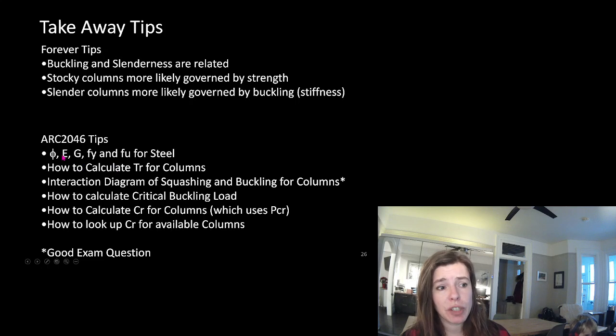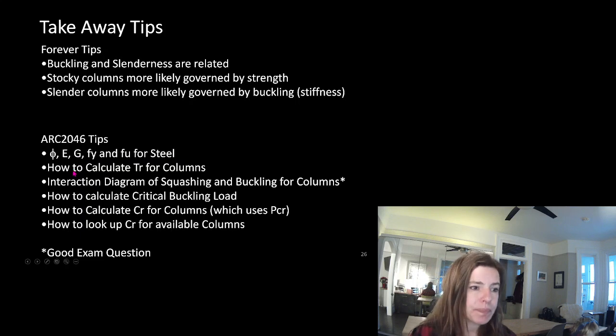Okay, you should know the reduction factor, E, G, Fy, and Fu for steel. I will almost always give you all of these, and G I told you I will always give you, so don't stress about that too much. You should know how to calculate TR. You should know the interaction diagram of squashing and buckling for columns. Remember I said that makes a good exam question. You should know how to calculate the critical buckling load. You should know how to calculate CR for columns, which uses the critical buckling load embedded in it. And you should know how to look up CR for available columns.